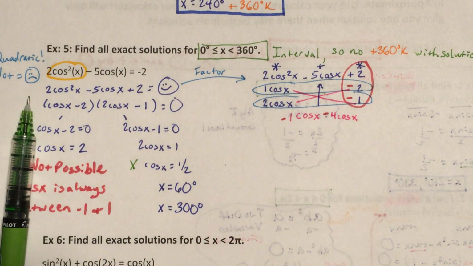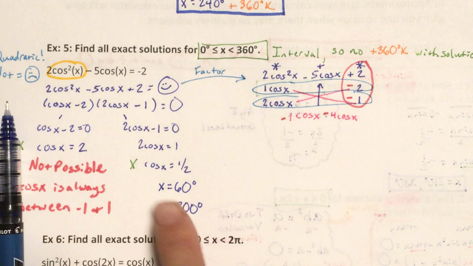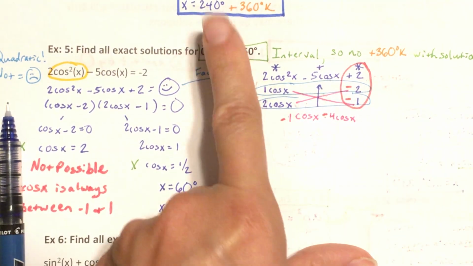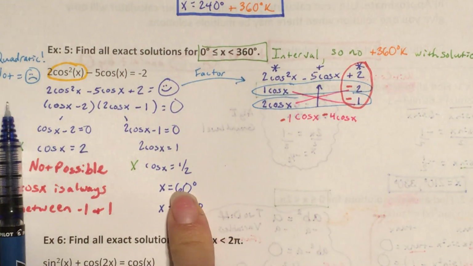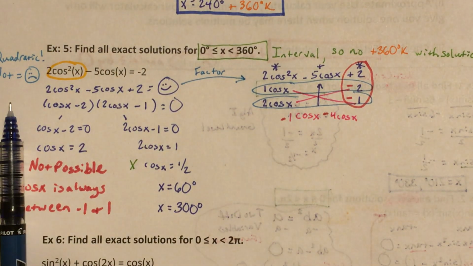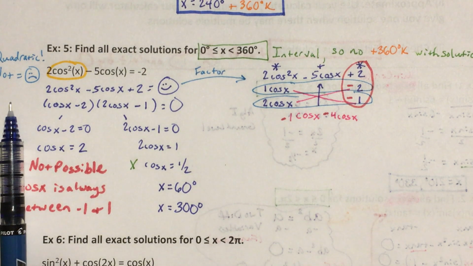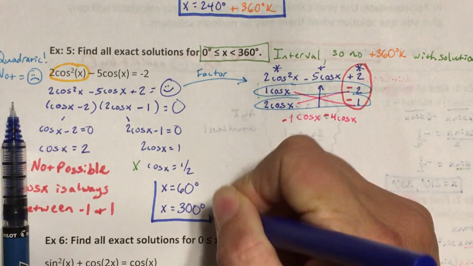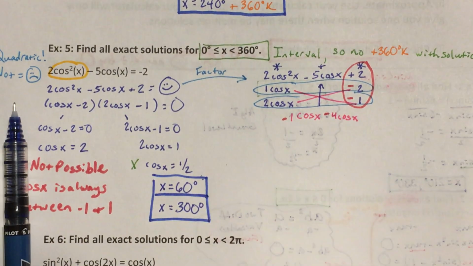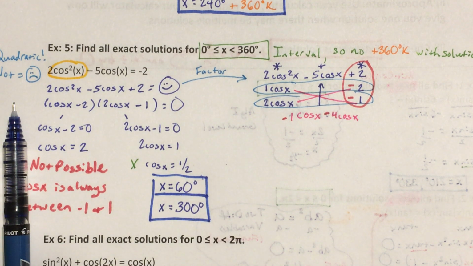Do we need a plus 360k for this one? The answer is no, because we only want the angles that are on this interval. If I add 360 to this, that would give me 420, and that's beyond one rotation of the unit circle. So those are my only two answers, and we don't need to add anything else to that one.